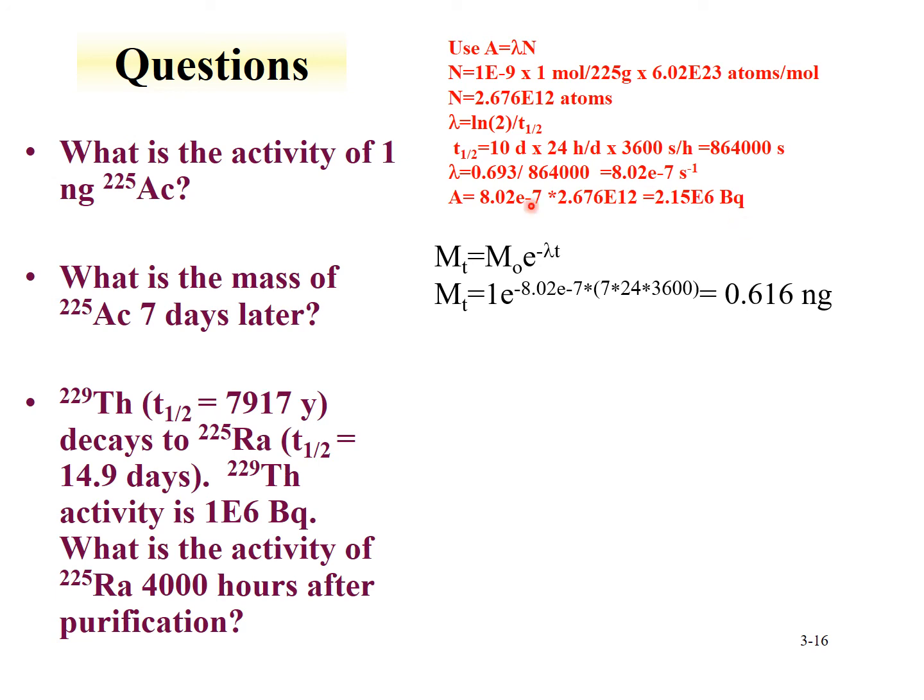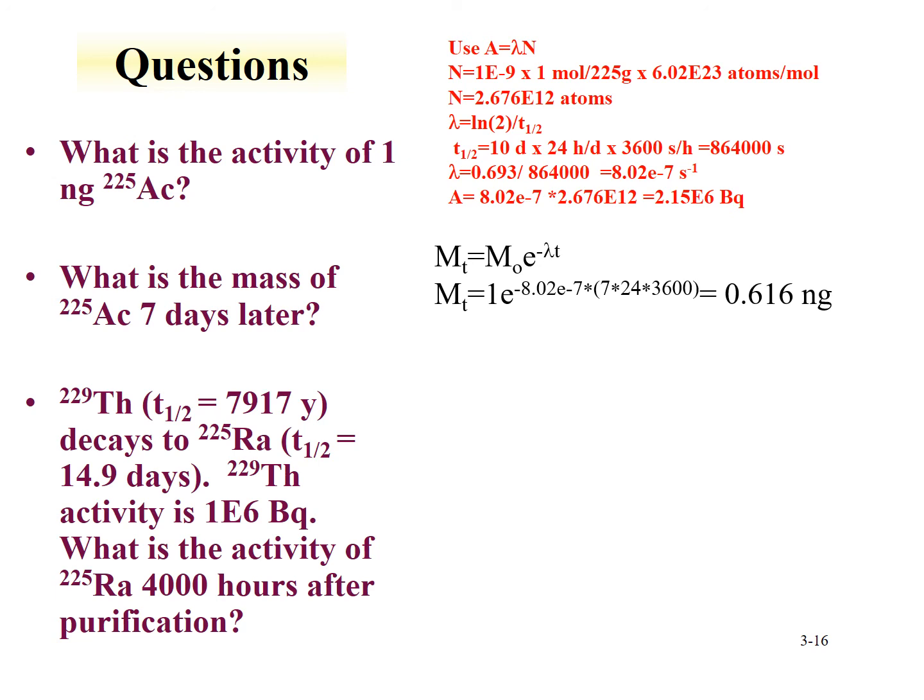Well, the mass at time t is equal to the mass initial times e to the minus lambda t. We will utilize this equation. The 1 nanogram times e to the minus lambda t is equal to 0.616 nanograms. So with a 10-day half-life, 7 days later, not quite half of it has decayed.